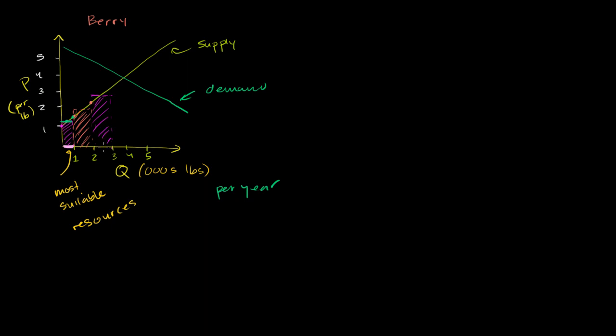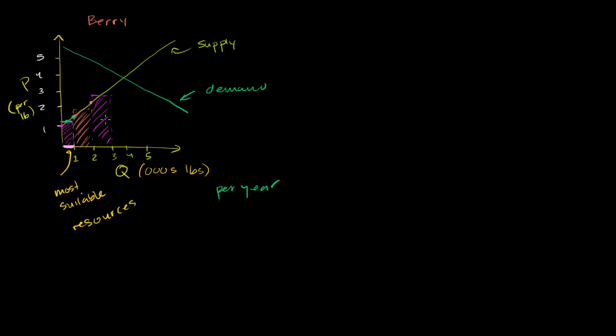And so viewed this way, it is the same exact curve. Before we used to say, oh, how much would people produce if the price were $3? And you'd say, oh, they'd produce 3,000 pounds. Now we're looking at it the other way. We're saying, if we want the suppliers to produce 3,000 pounds, what would the price actually have to be?